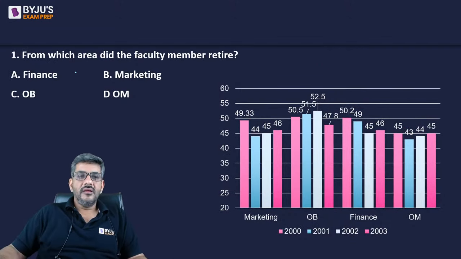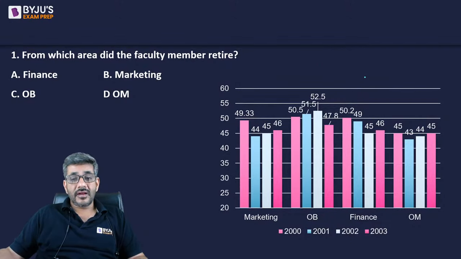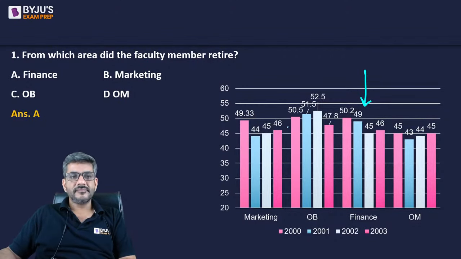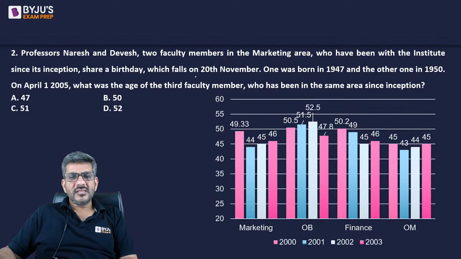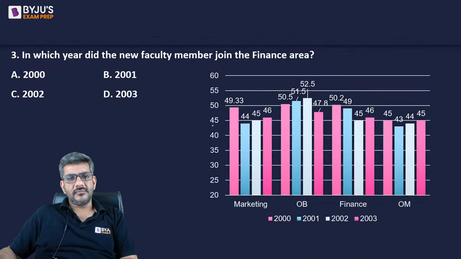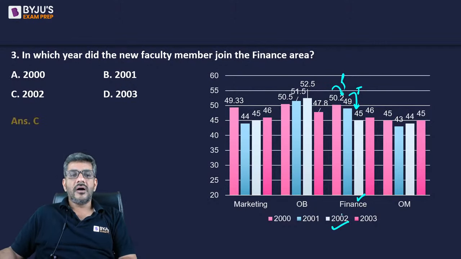First question: from which area did the faculty member retire? We all know from finance area the faculty member retired. The answer for the first question is A, finance. Second, ये थोड़ा सा लेंदी है, अभी इस पे आते हैं, वापस आते हैं. Let's come to question number 3. In which year did the new faculty member join the finance area? तो finance में join कब कर रहा है? I told about this. यहाँ join कर रहा है, यहाँ retire कर रहा है. So it joined in this year, which is 2002. My answer is option C, that is 2002.